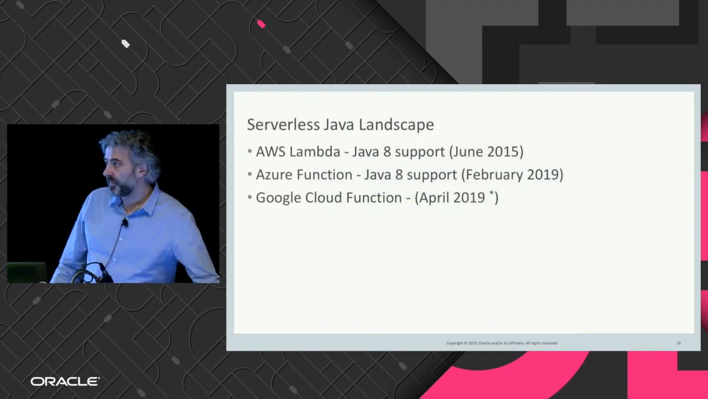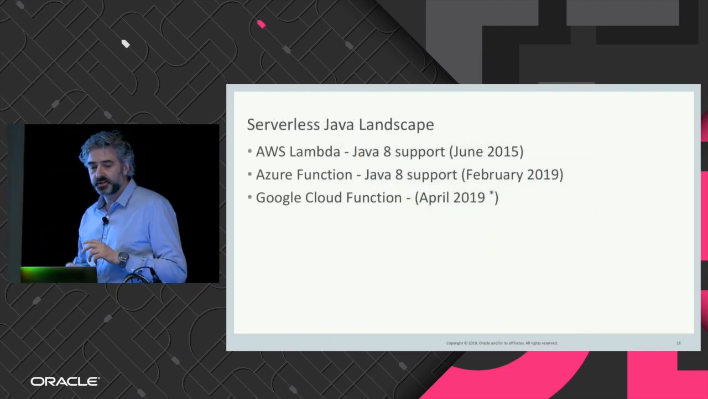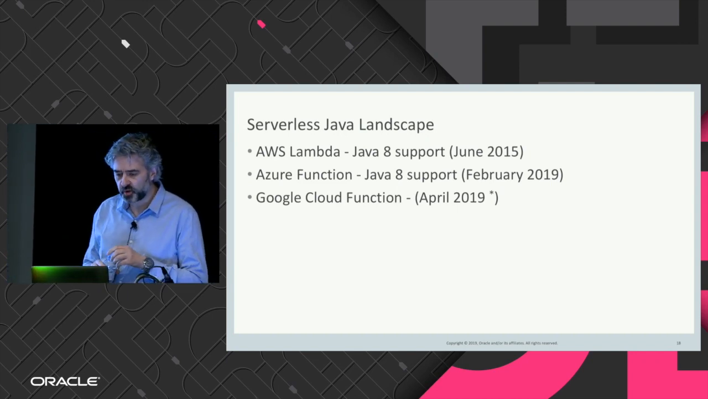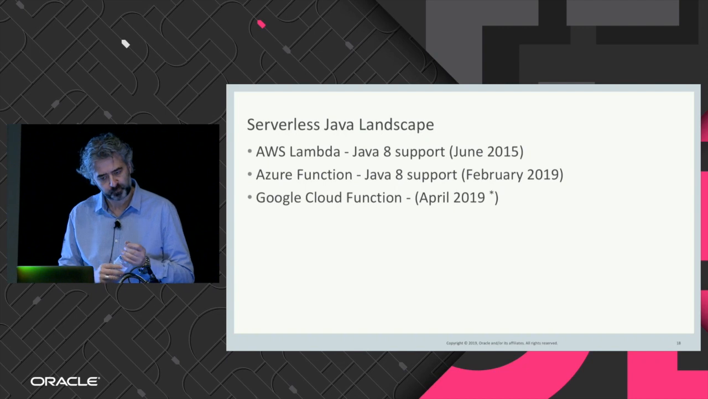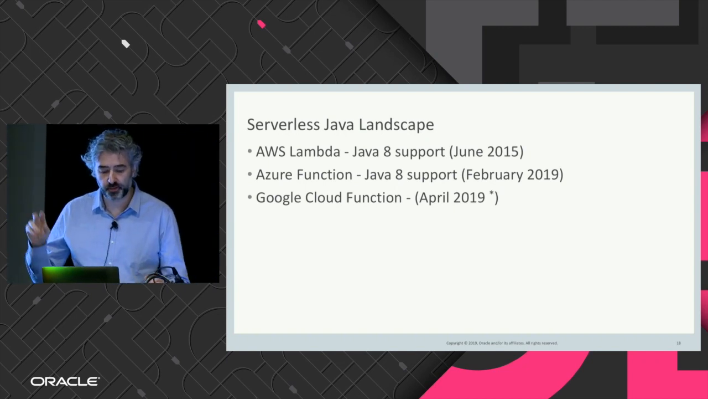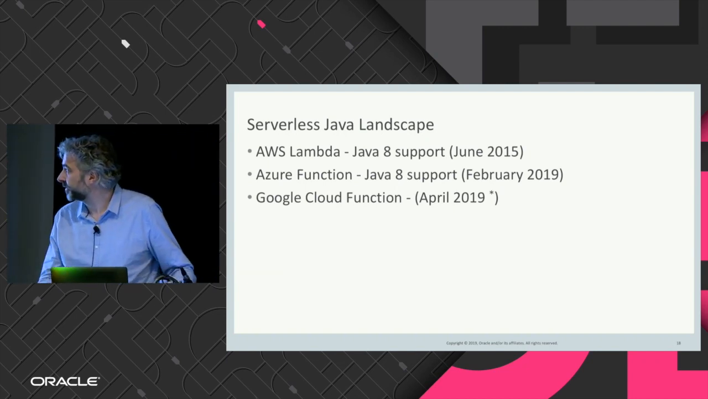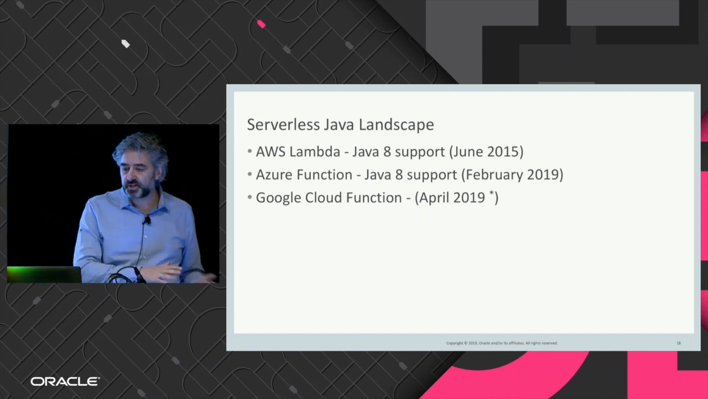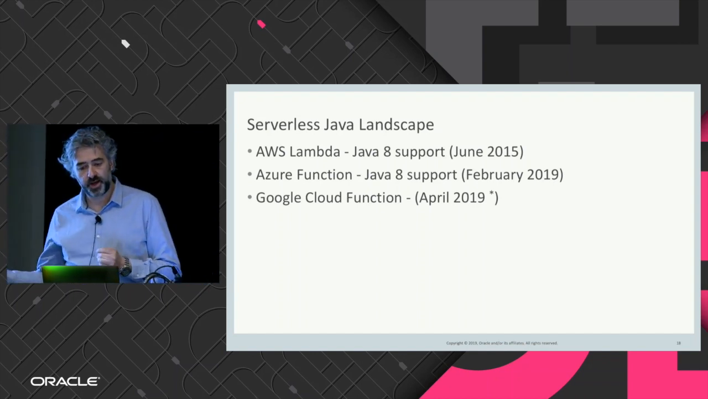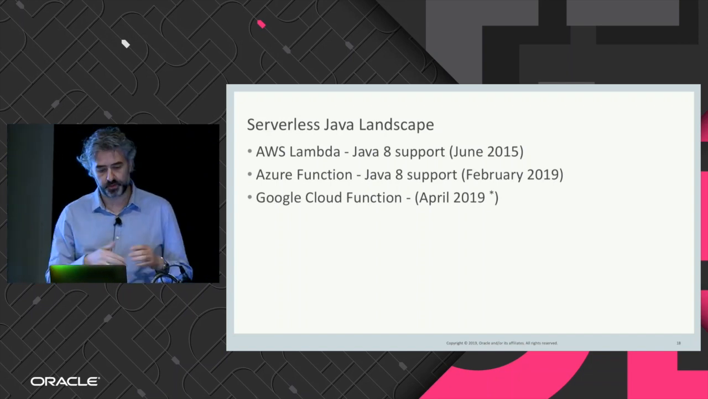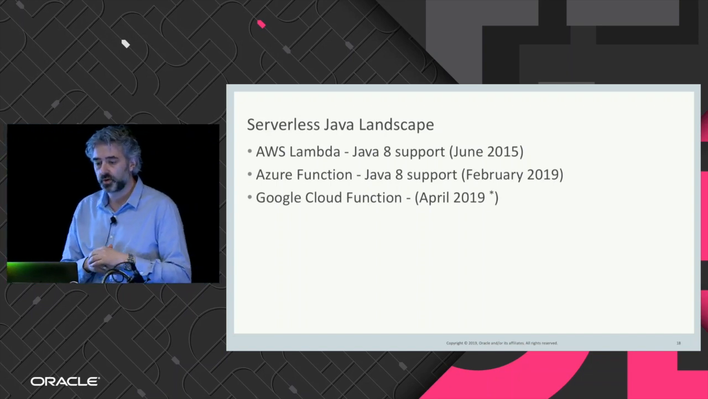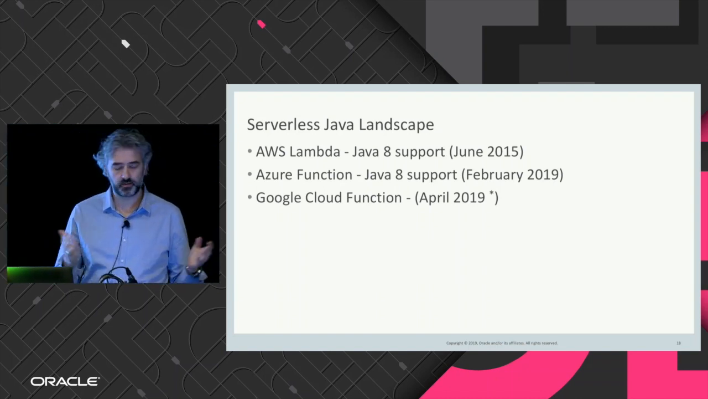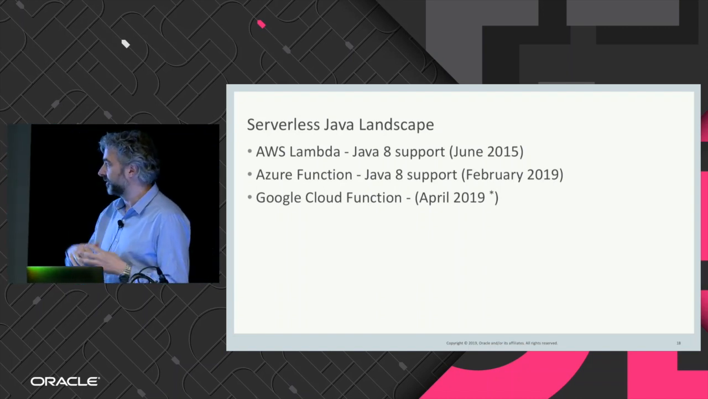So the first thing that we might want to look at is the historical serverless FaaS landscape. It's a pretty new landscape. But if we look at the three historical FaaS platform providers, that is Amazon, Microsoft, and Google. For Amazon, it's OK. They have been supporting Java 8 since 2015, so that's good. Azure only supports Java since February of this year. So that might explain why Java is not popular yet in that space.